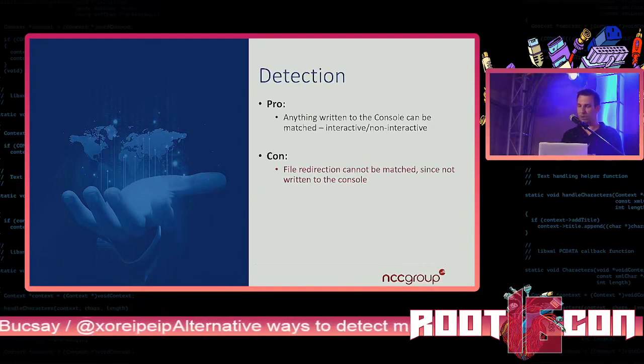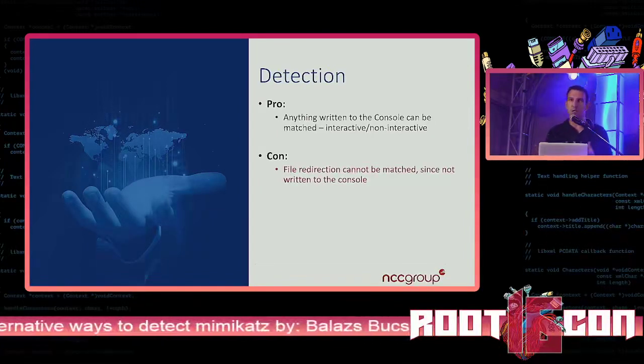So don't get me wrong. This is for all console applications that are out there. The issue is that if it's redirected to a file, it's not written to the console, right? So you won't be able to log that. Obviously, you can create a filter driver for the file system, just like AVs do, but you are going to recreate the same thing that AVs already did. So we didn't go that way.